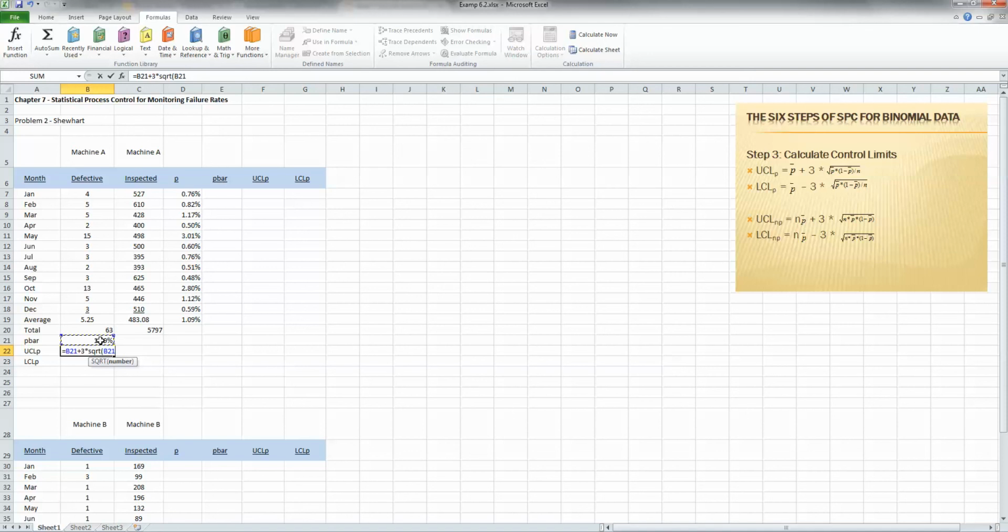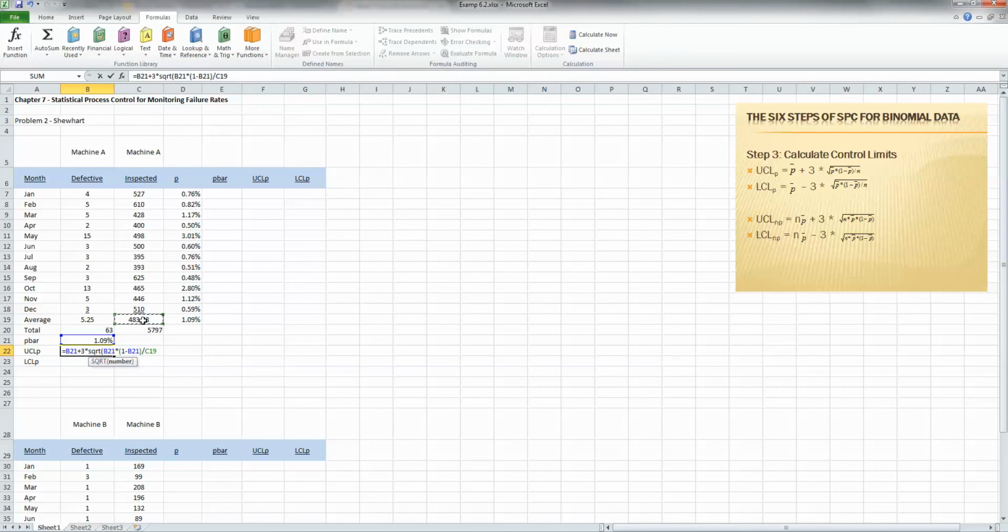P-bar times, and then let's put another set of parentheses here. It'll be 1 minus the p-bar number, and then we can put parentheses around that, and then we are going to divide it by the average number of the overall n average. So it would be this number, not the complete total number, but the average number.